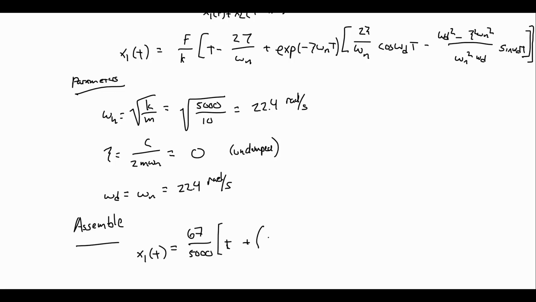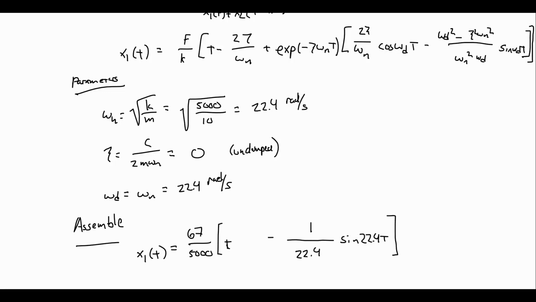I'll be left with negative omega d, which is 22.4, squared minus zeta omega n. Zeta is 0, so that goes away, over omega n squared omega d. For part A, omega n and omega d are the same, so that's 22.4 to the third power, sine of 22.4 times t. And this will actually simplify down. I can do some cancellation here, and we get this. And I can get rid of some of these parentheses, close this in just a little bit then.